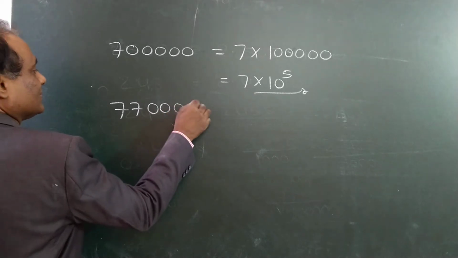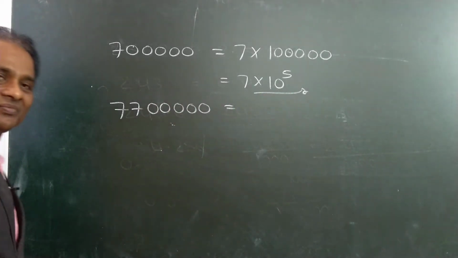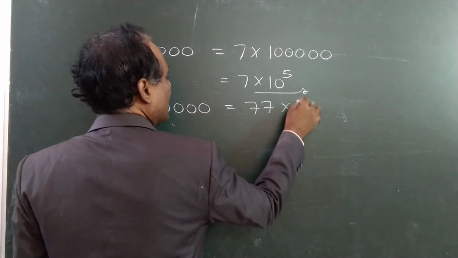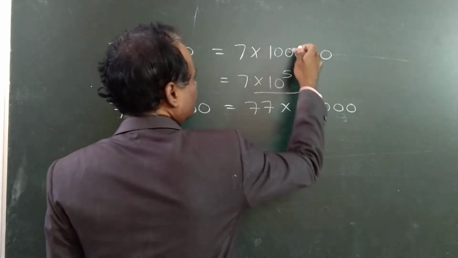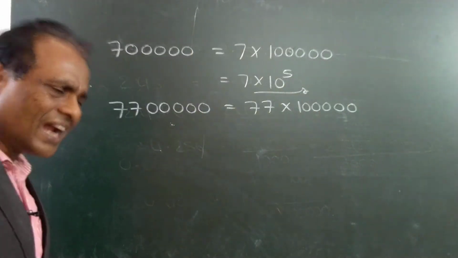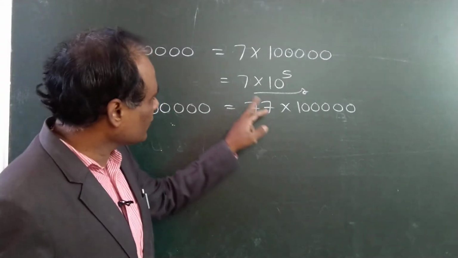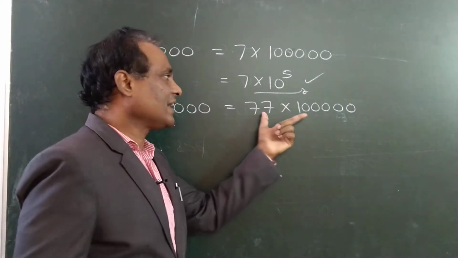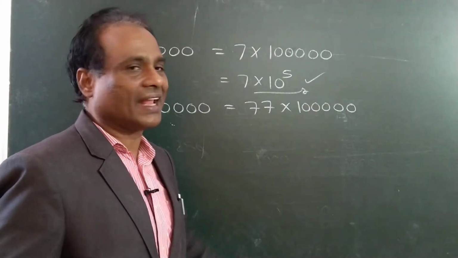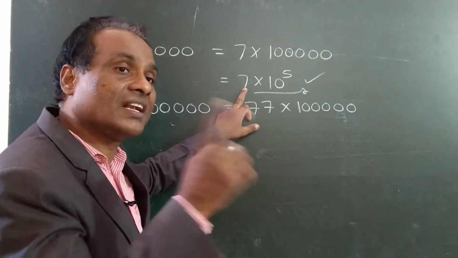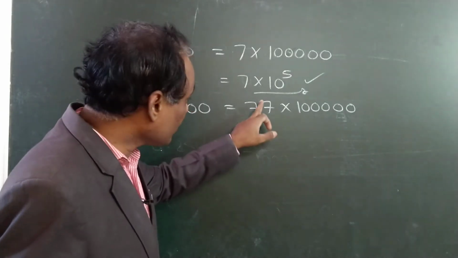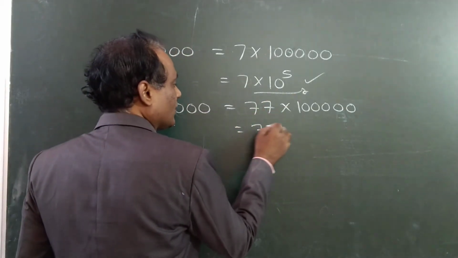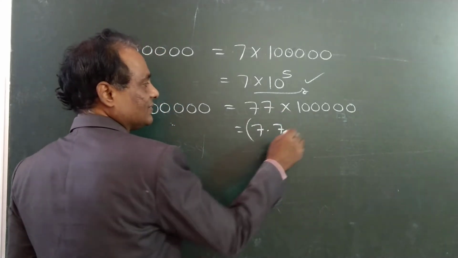But the problem is 77 lakhs. How to write it in the standard form? 77 lakhs is 77 into 1 lakh, the same way. But standard form means there should not be 2 digits, there should be only 1 digit. You can't write it as 77 into 10 to the power of 5. If there are more digits, keep the decimal after 1 digit. So 77 can be written as 7.7. We have to write it as 7.7 only.